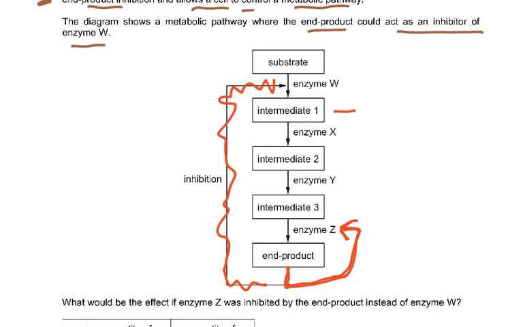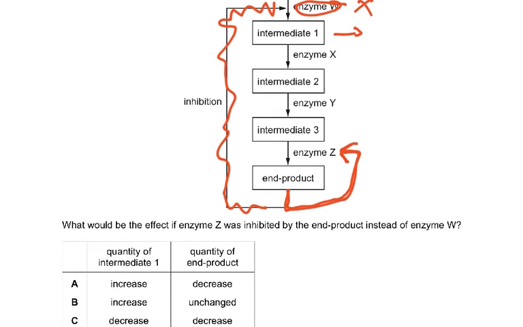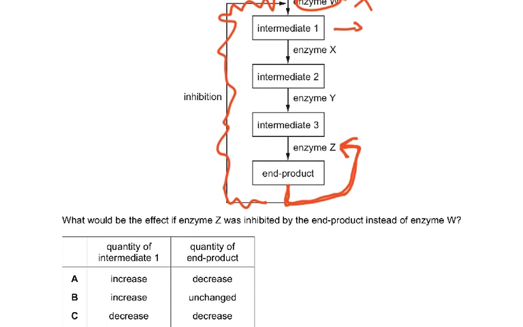So intermediate 1 has to increase because now this inhibition is lost. So substrate to intermediate 1 will, of course, increase. And you have to find out the quantity of intermediate 1 and the quantity of the end product. If Z is inhibited, then the end product will be less. So that is why the answer is this. The quantity of intermediate 1 will increase because now that is not being inhibited.